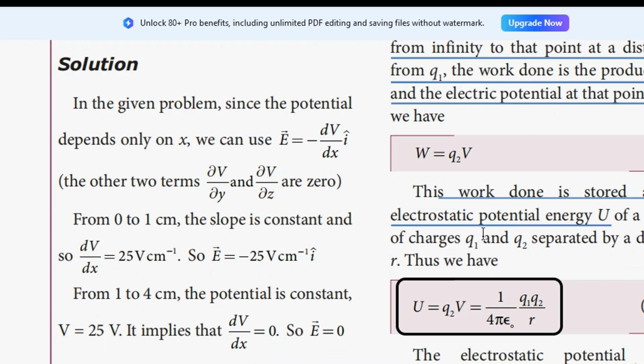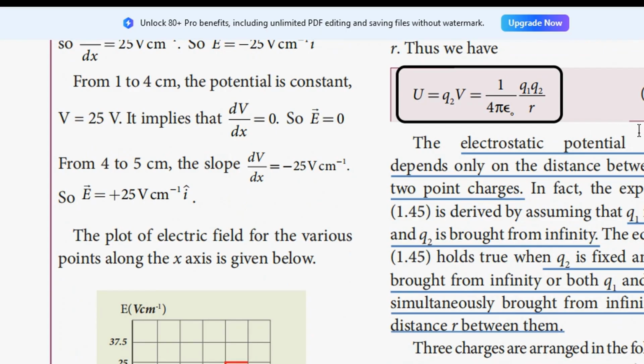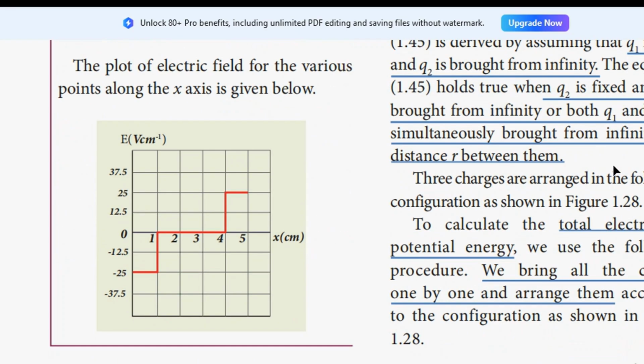This work done is stored as the electrostatic potential energy U of a system of charges Q1 and Q2 separated by a distance r. So we have this equation U equal to Q2 times V equal to 1 by 4 pi epsilon Q1 Q2 by r. The electrostatic potential energy depends only on the distance between the 2 point charges. In fact, the expression 1.45 is derived by assuming that Q1 is fixed and Q2 is brought from infinity. The equation 1.45 holds true when Q2 is fixed and Q1 is brought from infinity, or both Q1 and Q2 are simultaneously brought from infinity to a distance r between them.